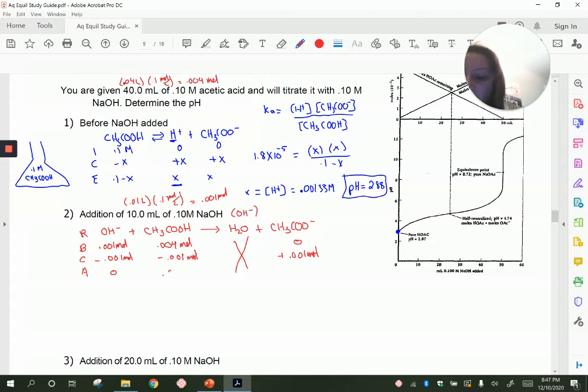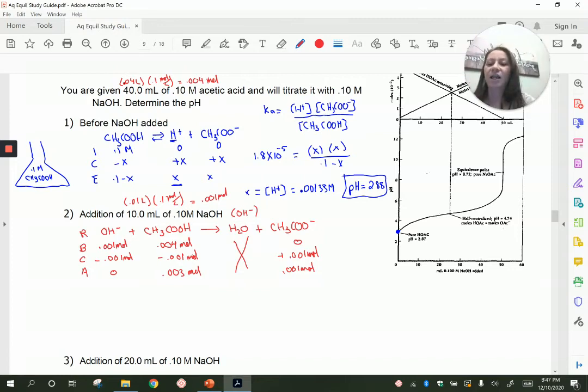I do have some leftover acetic acid, and now I have formed some acetate ion. When you're done with your BCA table, you might want to divide by the total volume so that you can get molarity, because eventually we're going to use molarity to find the pH. So I'm going to go ahead and do that.